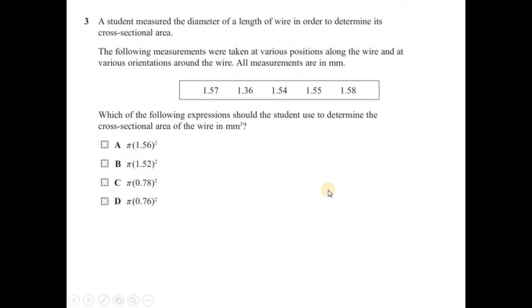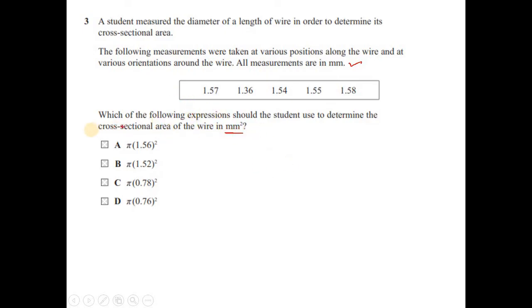Question number 3. A student measured the diameter of a length of wire in order to determine its cross-sectional area. The following measurements were taken at various positions along the wire and at various orientations around the wire. All measurements are in millimeters: 1.57, 1.36, 1.54 and so on. Which of the following expressions should the student use to determine the cross-sectional area of the wire in millimeter squared?